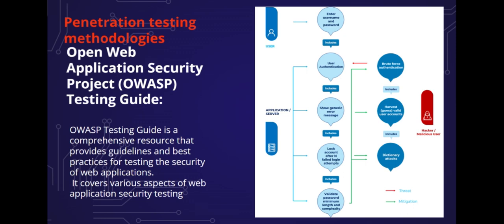And here's a diagram that shows exactly how usually it should be approached. So if we have a server right here, the application server, the user usually enters username or password, and then uses user authentication and shows generic error messages where the hackers usually would be involved in that part. And then from there, the account will be locked after a number of failed login attempts, and then at the end we have to validate the password.